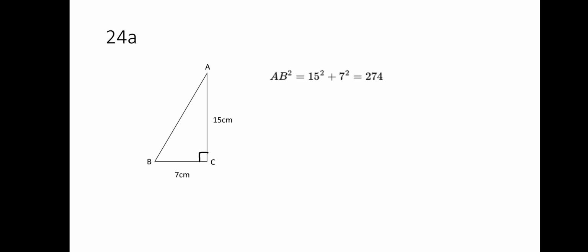So AB squared, which is the hypotenuse AB. AB squared is 15 squared plus 7 squared, which is 274. And then we'd square root both sides to find out the length of AB, which is the hypotenuse. That would be the square root of 274, which is 16.55 centimeters. I've gone for 4 significant figures just to be on the safe side.